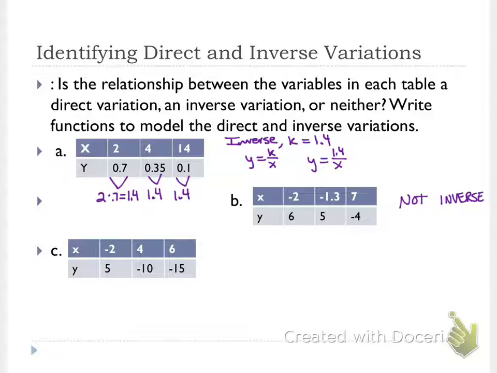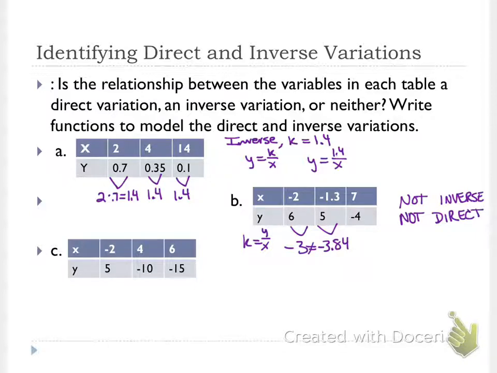Remember that for direct, k equals y over x. 6 divided by negative 2 is negative 3. And 5 divided by negative 1.3 is negative 3.84, something like that. Those are not equal, so it's not direct either. There's nothing else for us to find because it's neither.